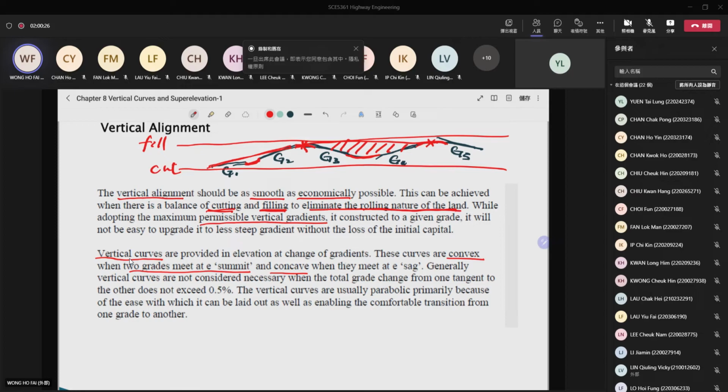If the grades actually meet and then make a sag, we call that a concave vertical curve. Now I will show you what is concave and what is convex very soon in the next slide. But generally, vertical curves are not considered necessary when the total grade change from one tangent to another does not exceed 0.5%. If there's just a little change of the gradient, you may not provide a vertical curve. But when the gradient change exceeds 0.5%, we should provide a vertical curve so that it provides a comfortable transition from one to another.